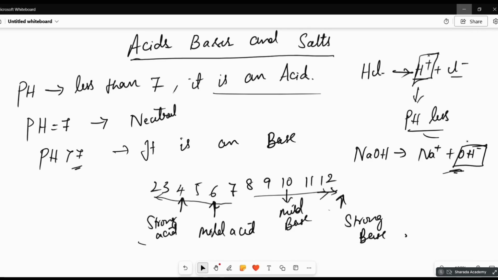So understand now the basic meaning of acid and base. H plus ions are produced in the water. So the H plus ion measure gives you how acidic it is, whereas how much OH minus ions are produced, that measure gives you how basic it is.